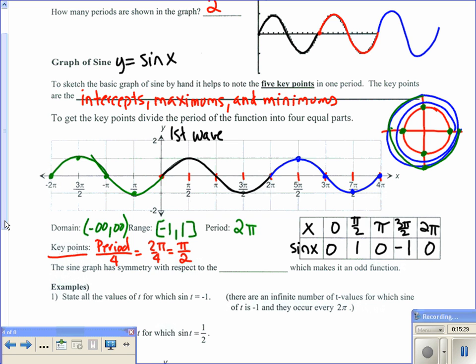So the sine graph, if you look, has symmetry with respect to the origin, which makes it an odd function. And you can tell because remember we said for odd functions, if I do the sine of negative t, I should get the negative sine of t out. So remember we said we replace x and y with negative x and negative y. So if I have the point pi over 2 and 1, then notice down here I have negative pi over 2, negative 1. So the x and y's are now negative. So that's what makes it an odd function.